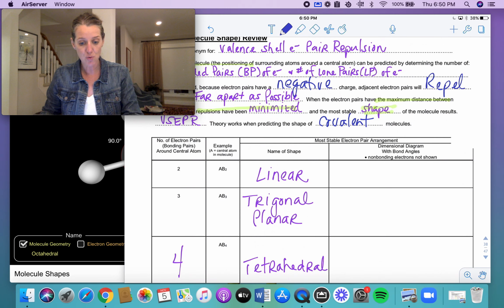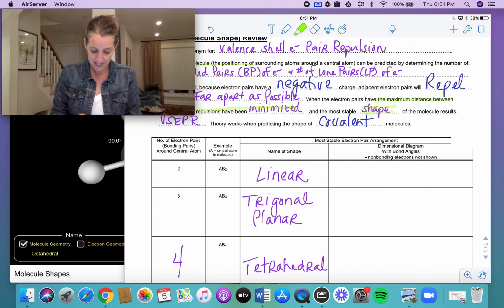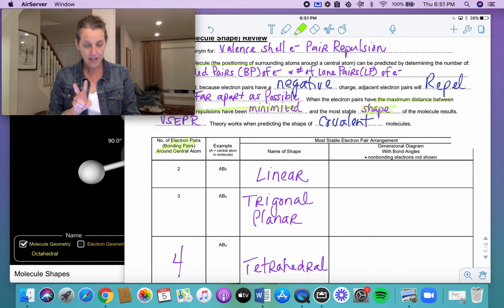I'm going to show you just how to draw this so that you know what the shape of the molecule is, and then we're going to do the dimensional diagram with the bond angles. Okay, so the first one's easy. What if I have 2 pairs of electrons around something? Okay, an example AB2, we're just going to give an example here.